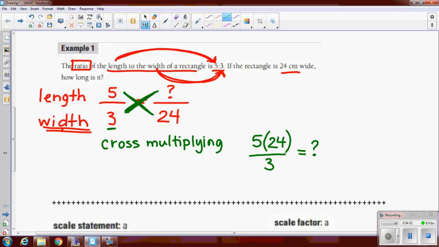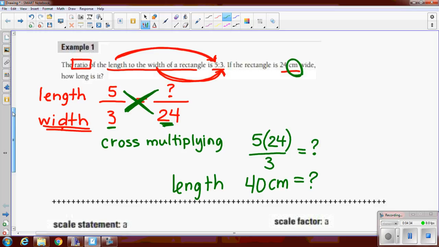So 5 times 24 divided by 3, if you do that on your calculator, we get 40 as our answer for the question mark. But because we're in a unit of drawing, we have to make sure we have the right units. This is in centimeters, so 40 centimeters. What this tells me is that the length of this rectangle, given that its width is 24, has to be 40 centimeters. So again, it's coming down to a lot of reading comprehension and knowing how this ratio is talked about.